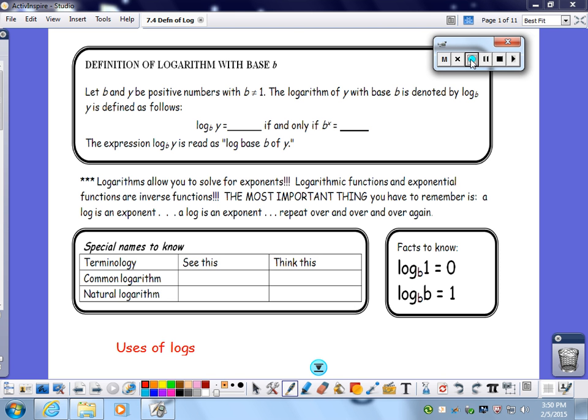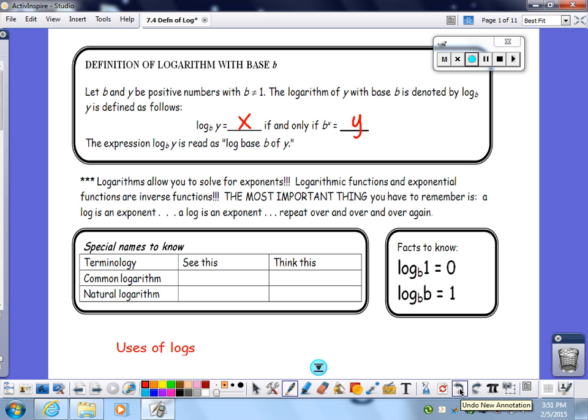The logarithm of y with base b is denoted by log base b of y and is defined as the following. Log base b of y is equal to x if and only if b to the x equals y. So this is an example of log notation, and here we have exponential notation. We're going to be changing back and forth between the two notations today.